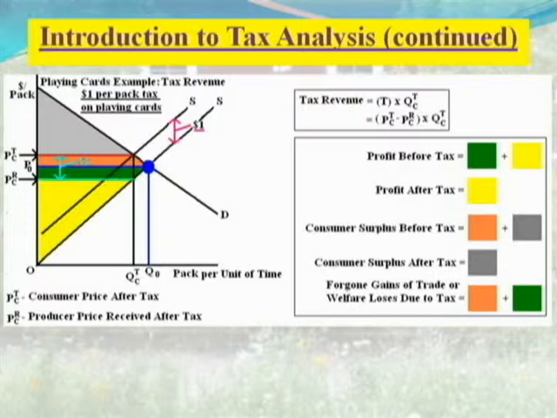Now let's look at tax revenue. Tax revenue is, of course, the tax amount times that QTC quantity amount, or the PTC minus the PRC times the quantity QTC, which of course is in other words $1 in this case, because it's $1 per pack tax per the number of packs of cards that are sold.